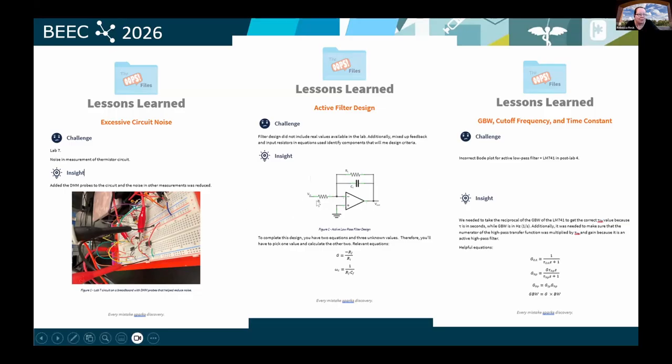For this one, a student was designing a filter and got the variables mixed up, so I provided the schematic of the filter that the student used and the relevant equations typed out so it was easy to see. And for the last one, the student had some misconceptions about gain bandwidth, cutoff frequency, and time constant when designing or making a Bode plot based on their data. So I included that, and again, the relevant equations.